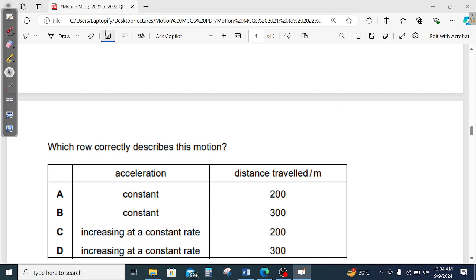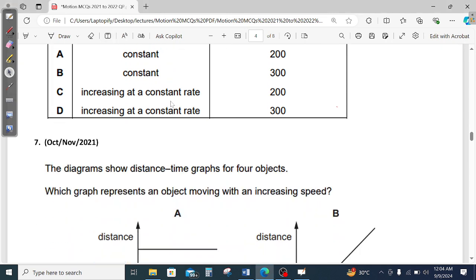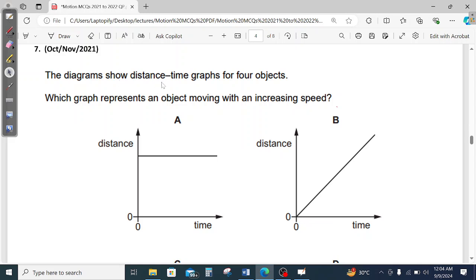Now move towards the next question, the seventh question. The diagram shows distance time graphs for 4 objects. Which graph represents an object moving with increasing speed? So look at the first one. This is the distance time graph, and the line is horizontal. It represents that the body is at rest. Okay, this is the distance time graph, and the line is starting from 0 and increasing, distance is increasing with time, it means the body is moving with constant speed.